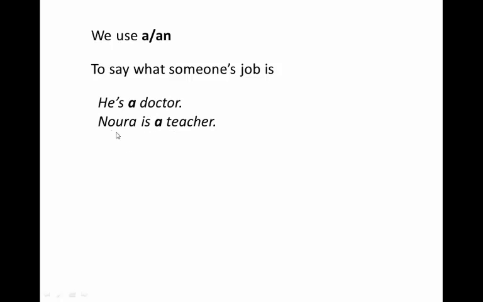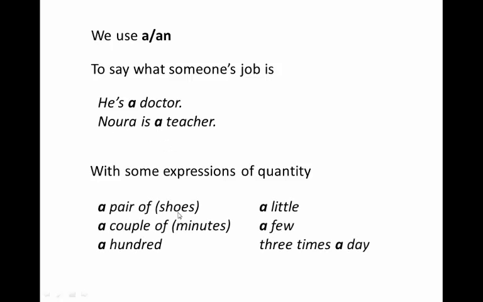Other times we use a or an. We use it to say what someone's job is. So he's a doctor, Nora is a teacher. We also have some expressions of quantity. For example, a pair of shoes. That's a nice pair of shoes. A little, we've got a little time. A couple of minutes, a couple of days. A hundred, a few, three times a day. So there's a lot of expressions of quantity where we use a.